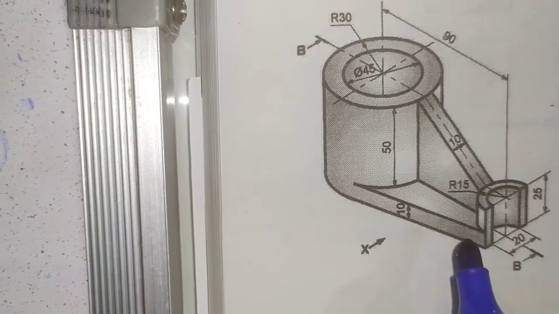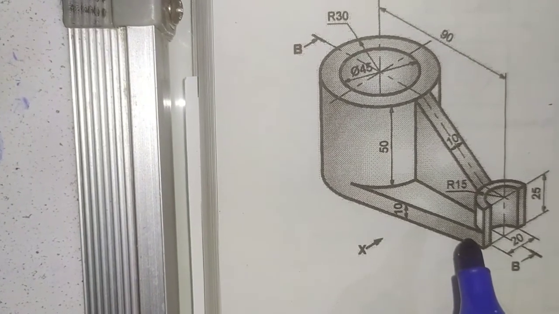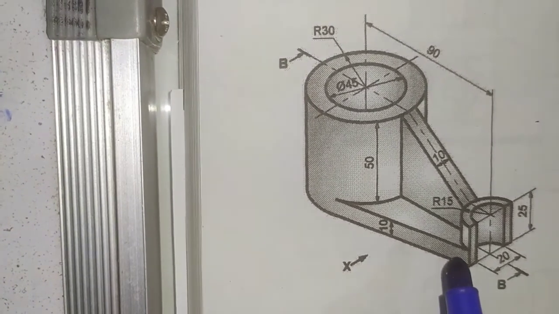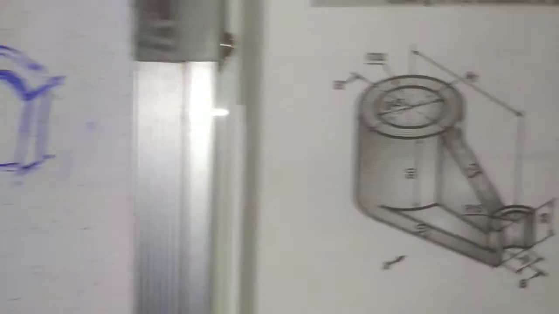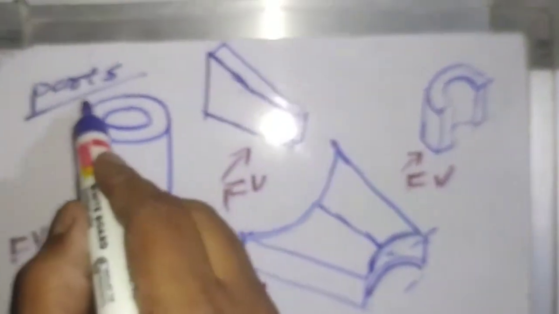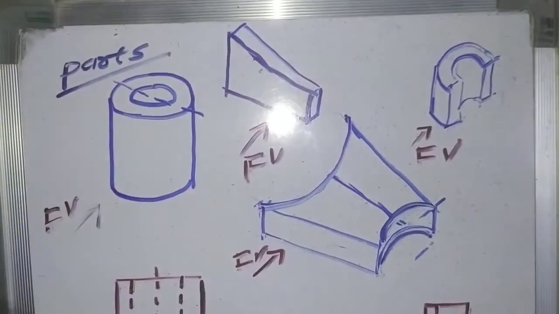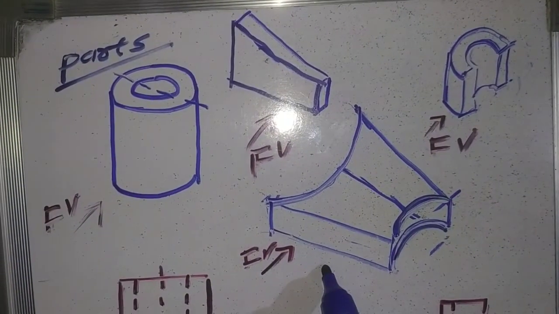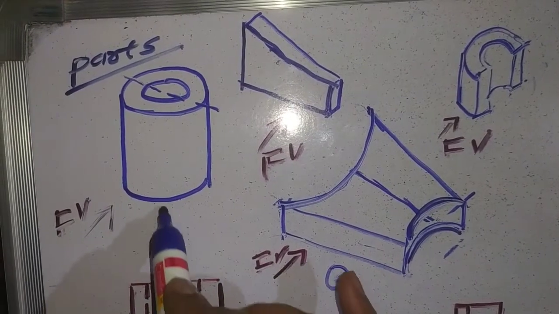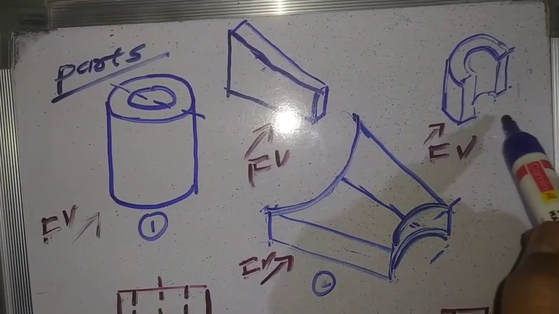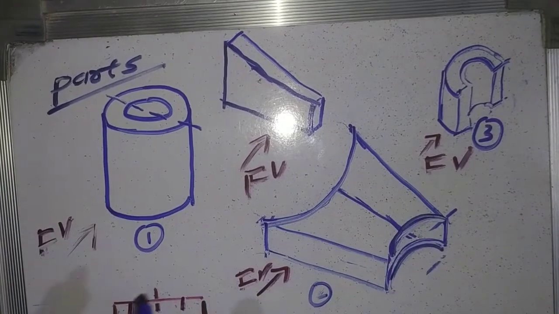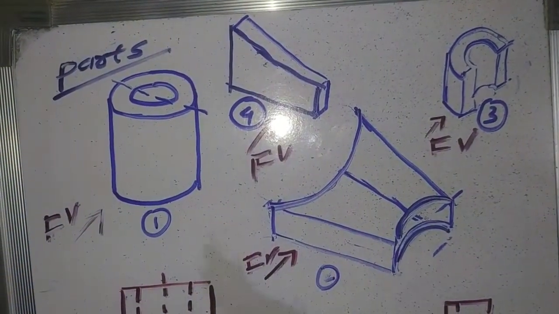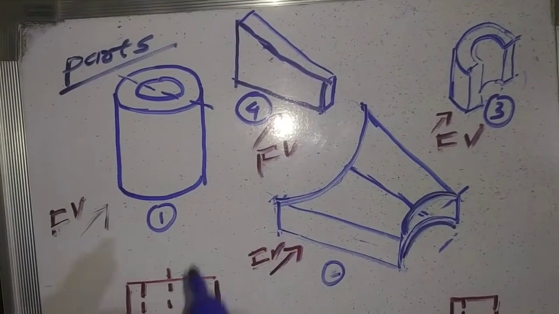Before drawing the answer, we will look at the separate parts and draw their orthographic views first. Here I have drawn them. The first part is the hollow cylinder. The second part is the base plate. The third part is the half cylinder. The fourth part is the rib. These are the parts, and I have drawn the views here.